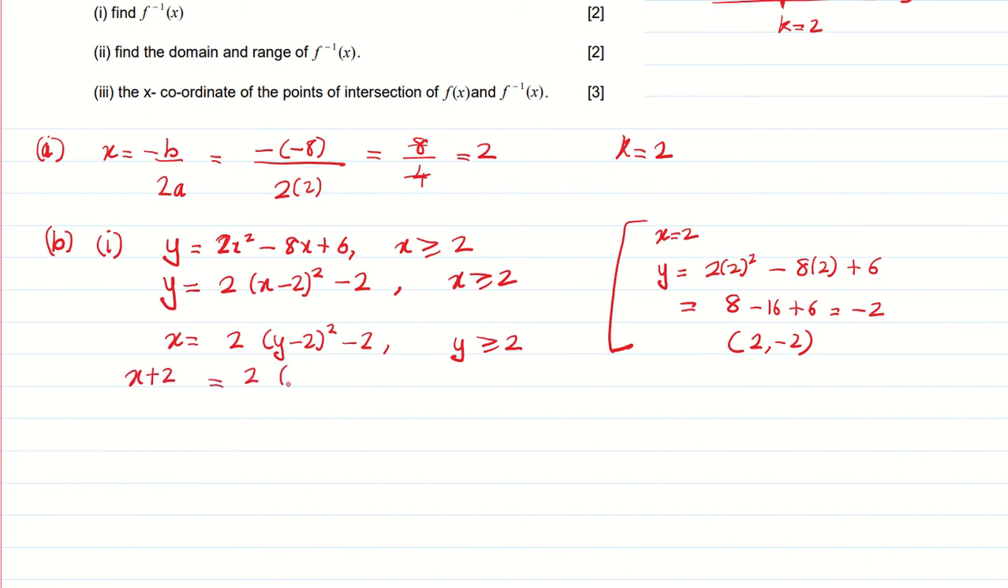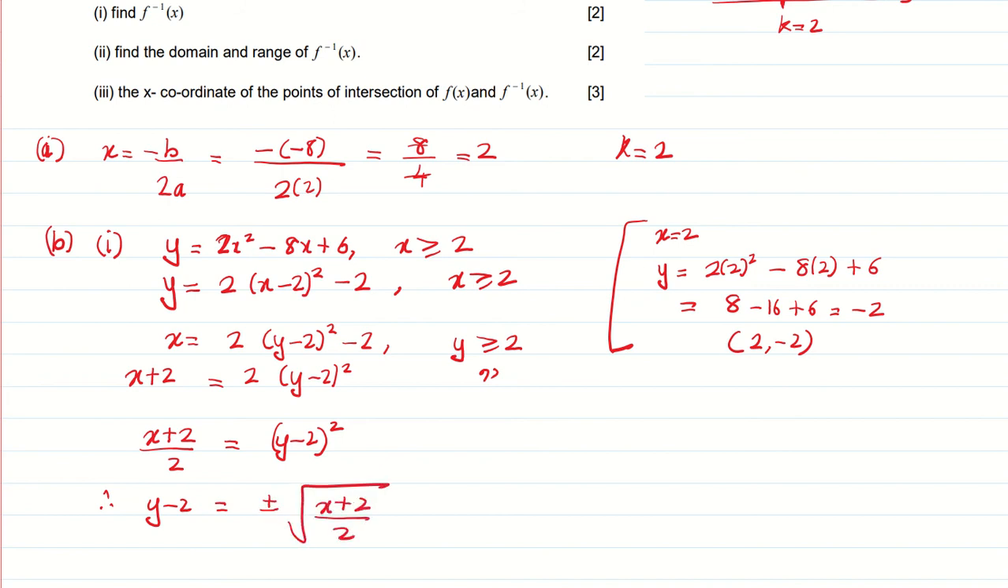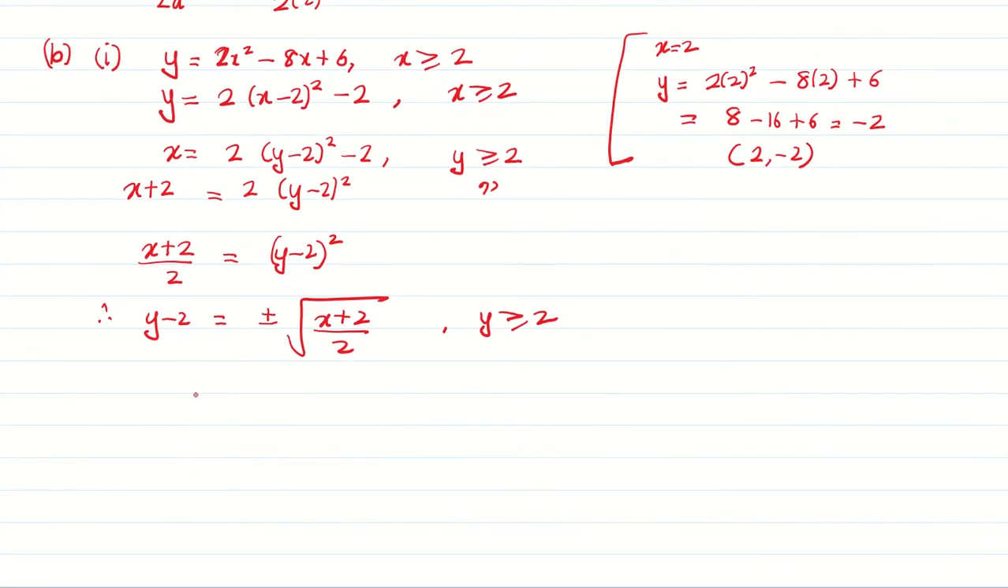So you get this on this side. Minus 2 equals plus 2. The rest continues, I am not writing it again. So you will get (x plus 2) upon 2 is equal to (y minus 2) the whole squared. Therefore, y minus 2 is equal to plus or minus root of (x plus 2) upon 2. We are continuing with y greater than or equal to 2. So y is equal to 2 plus or minus root of (x plus 2) over 2. Since y is greater than or equal to 2, my inverse becomes 2 plus, because it's greater than or equal to 2.